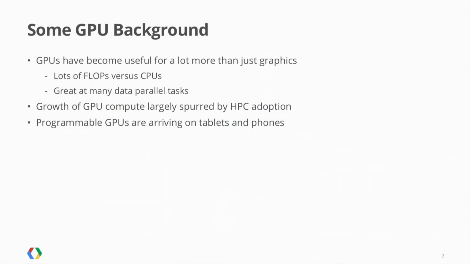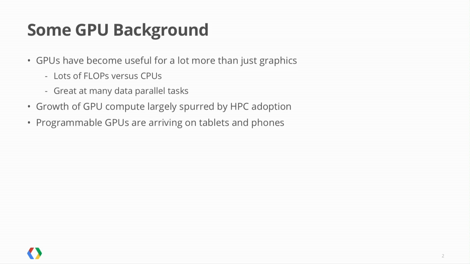So first, I'd like to talk about GPUs in general. In the past 7 years or so, GPUs have become useful for a lot more applications than just traditional graphics. The reason for this is that they have a lot of flops and a lot of memory bandwidth versus CPUs. And so they're really good at data parallel tasks that happen to look sort of like graphics.